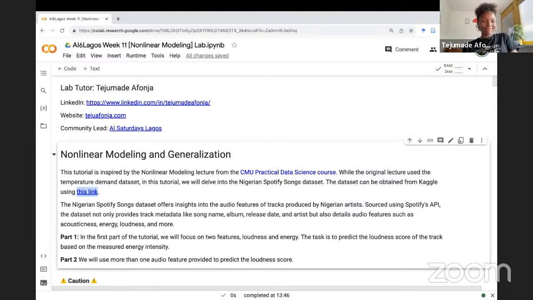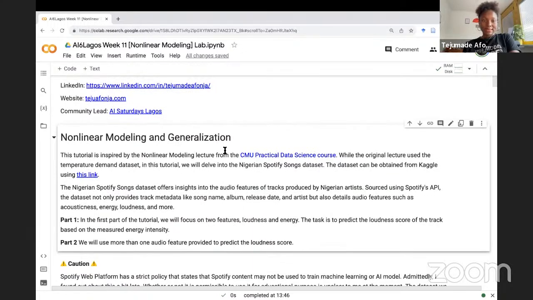Welcome back, everyone. We are now in the lab session. If your friends are not here yet, I recommend you reach out to them via your different channels so that they can join the lab session. This is an extension of my talk this morning. It's still on nonlinear modeling, generalization, regularization. The dataset we are using is the specified dataset that I mentioned.